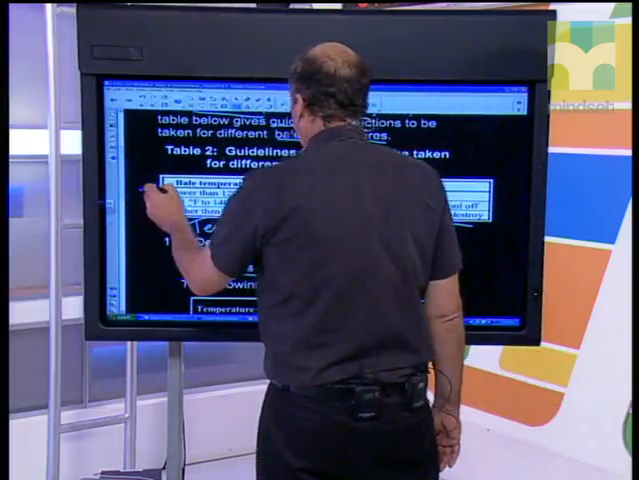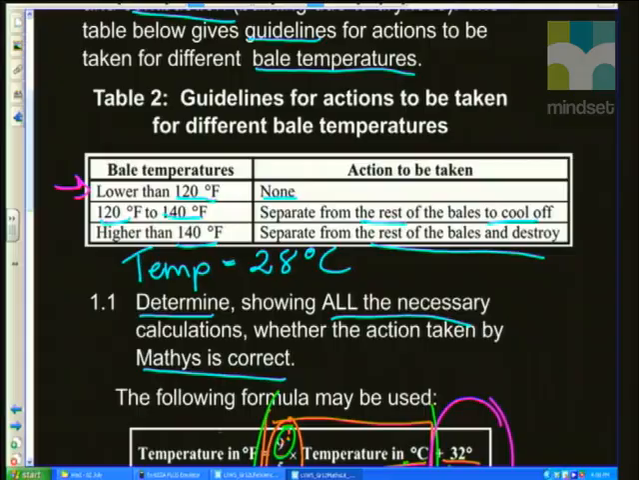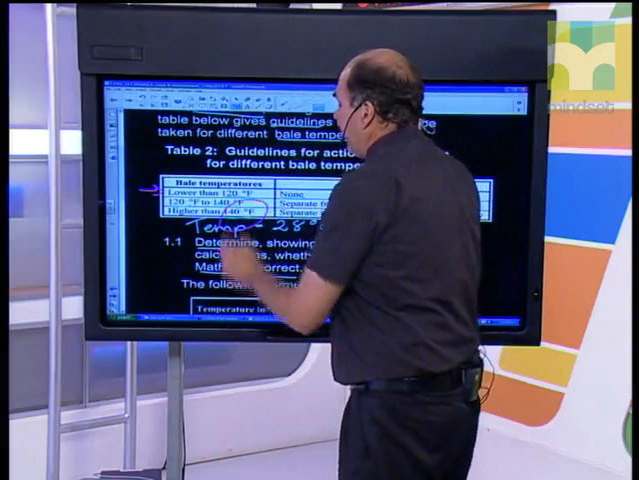So if Matthias went ahead and destroyed that bale, look where it is. It's below 120. No, he didn't have to do anything. He certainly didn't have to burn it. He went and burnt it. Not a good idea. He didn't do his calculations correctly. Don't know what formula he was using, but he clearly got an answer of above 140. And it's way below 140. It's only 80 odd.